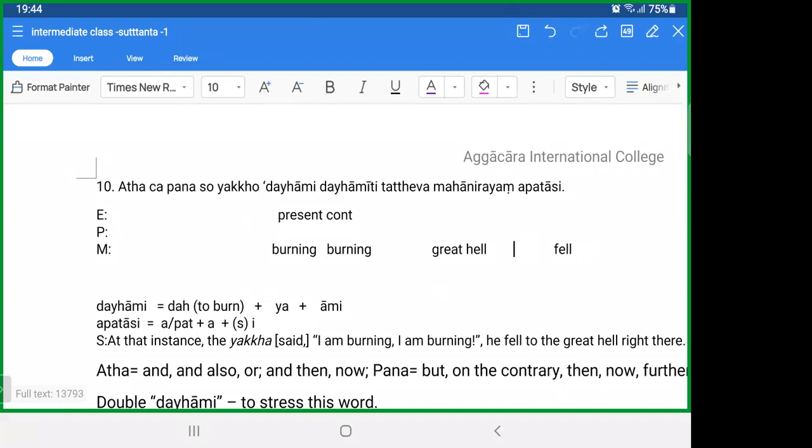I think it's an object. Okay, so we put under the English, right? Object. Okay, good. So why is it object here? Because of the Nirayam, M is accusative.